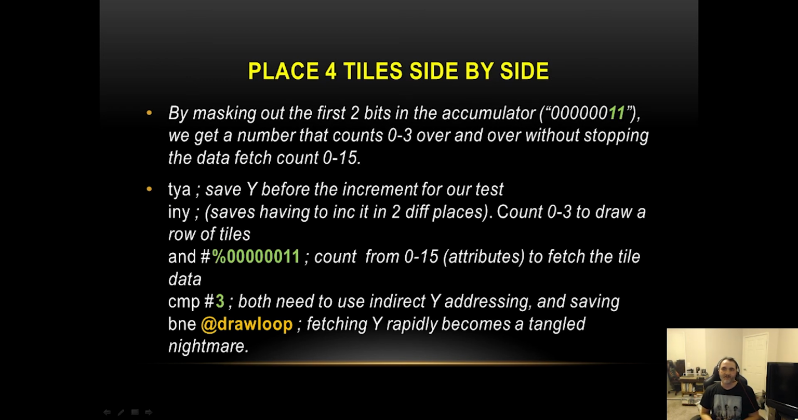Place 4 tiles side by side. By masking out the first 2 bits in the accumulator, and I show an example of it there with the binary, we get a number that counts 0 to 3 over and over without stopping the data fetch 0 to 15. And that's what this is for right here. This is just determining how those tiles are being placed side by side.